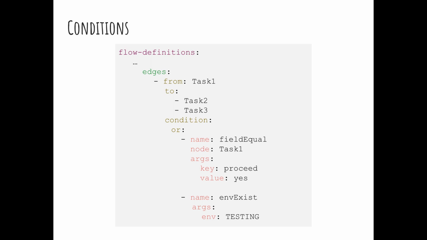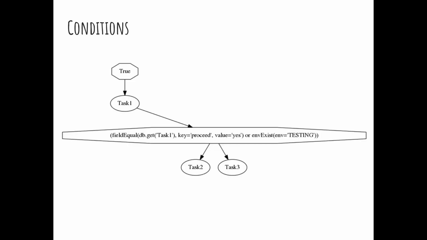These conditions are made of predicates, so field equal and exist are predicates that return true or false based on the checks they perform. Selinon also offers some predefined predicates, so you can directly use predefined ones. Okay, so we have this flow, we have the condition stated. So if we plot our flow, we get this graph, and we can see that we have this conditional execution of task 2 and task 3.